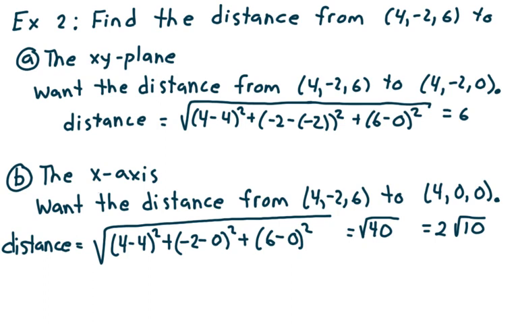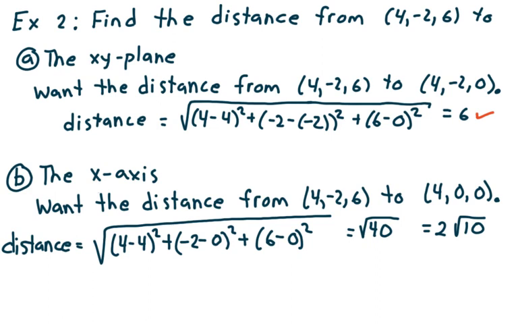Example 2. It says, find the distance from the point (4, -2, 6), and then in part A, we have the xy-plane. Now, what that really means is we want a perpendicular distance. So, in other words, we want the distance from (4, -2, 6) to (4, -2, 0). That's a straight drop of 6 units. And I'm just going to apply the distance formula, okay? And if I apply the distance formula, I claim that the answer is 6. So that's the distance from (4, -2, 6) to the xy-plane.